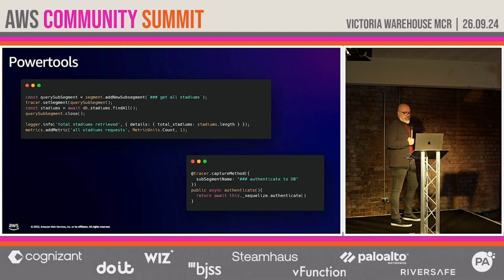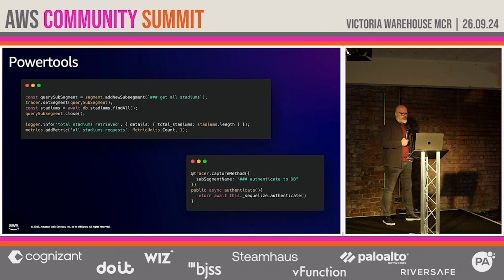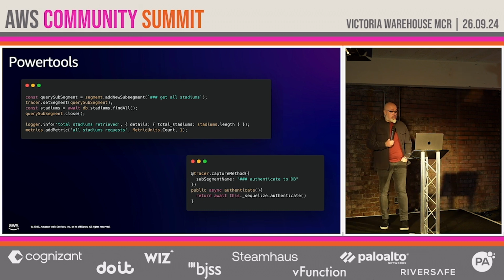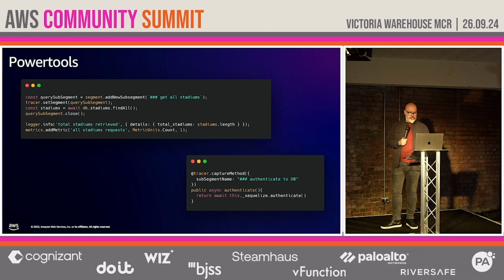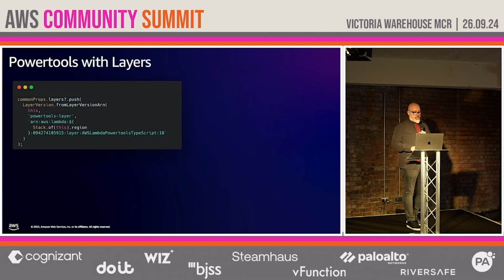So I can create that tracer capture method, and I add a subsegment name, and every time that I invoke that function, I will basically capture that information. As you can see, it's extremely convenient, because otherwise you need to do that on your own, but with Power Tools, we can do a lot of stuff. Power Tools can be integrated as a library, but also with Lambda layers.